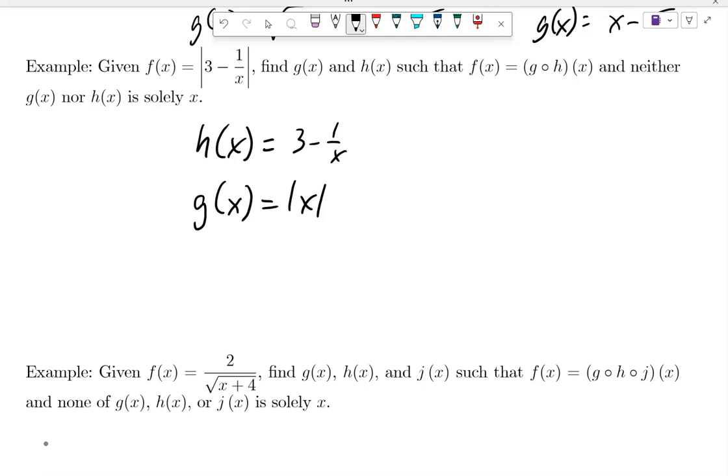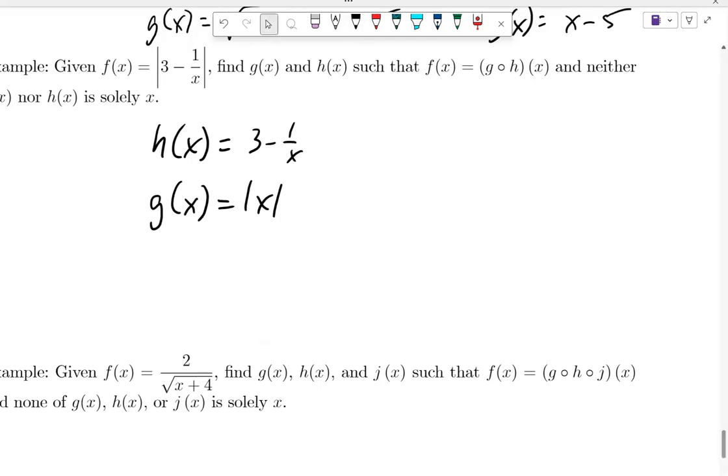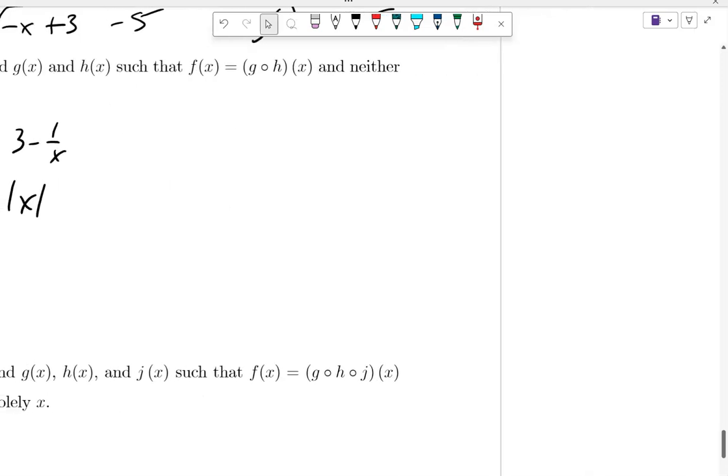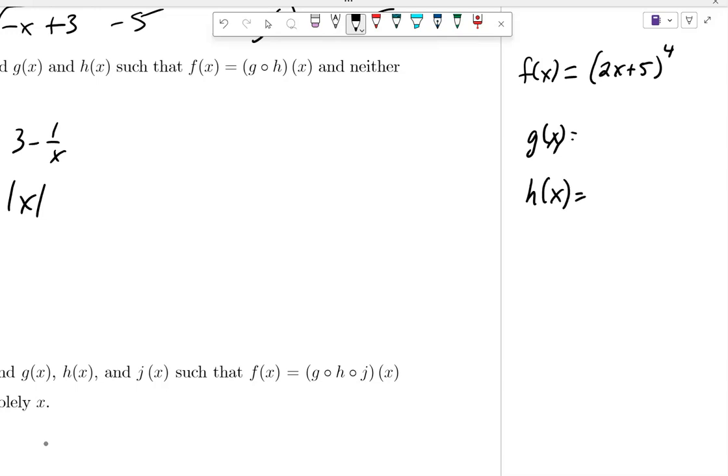Sometimes I think it's easier to identify what's on the outside and make that your overall function, right? So let me just do another example off to the side before we do that last one. What if your f of x was, say, 2x plus 5 to the 4th power? Again, think of g as your outside, h is your inside.